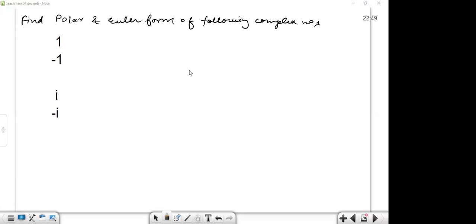Everyone listen carefully. One option is that I will find out the polar and Euler form of the whole set, and you'll have to find out the polar and Euler form of other questions. The second choice, I will find out the polar and Euler form of other questions, which are more typical, and you will have to find out the polar and Euler form of these numbers. But this is also very conceptual. However you want, I'll give you the homework likely. Now, please tell what you want.